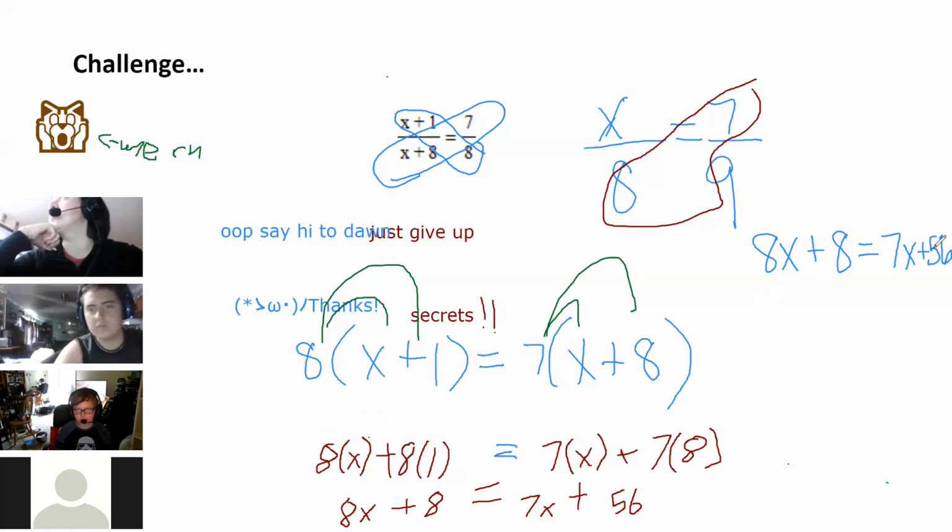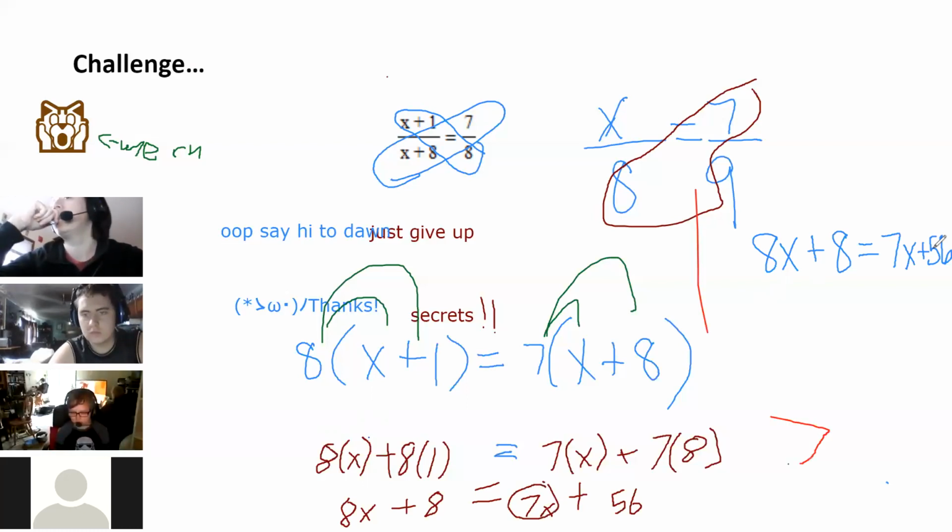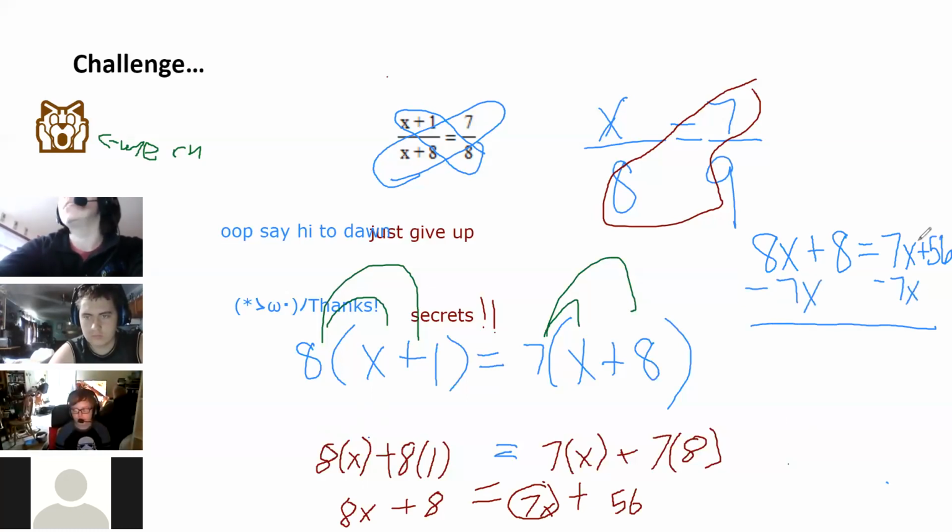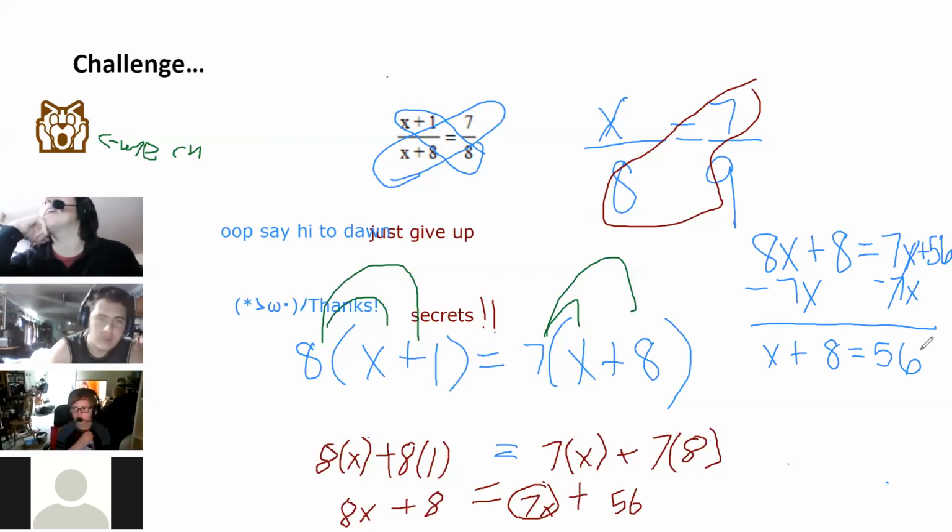Now I've got to get those variables on the same side. I'm going to pick on the smaller variable. So which one's smaller? Which one would I get rid of or slide to the other side? 7x. Yup, you're right. So it's positive 7x. So I'm going to do the opposite to move it to the other side. So we're left with x plus 8 equals 56. Now I want to get rid of that constant. What do I do here?